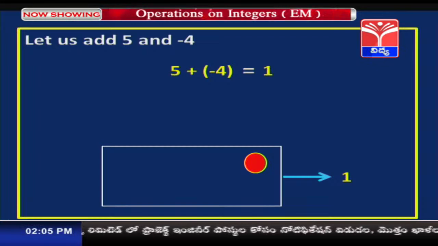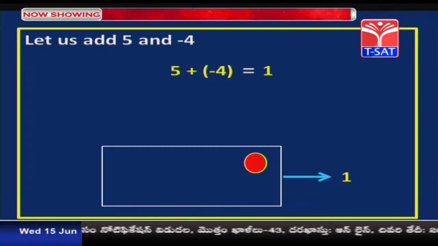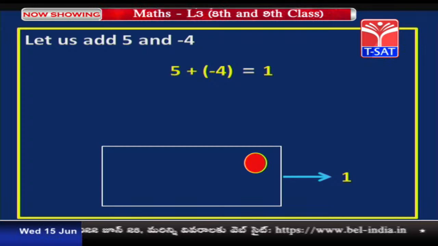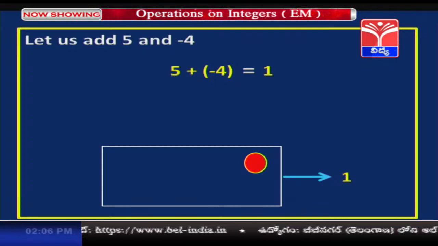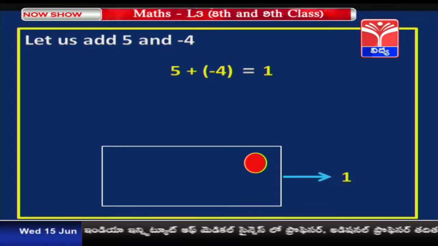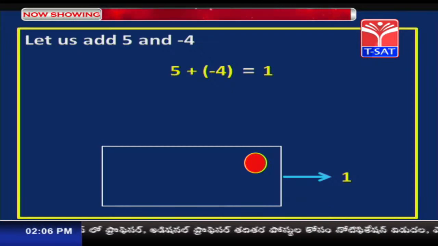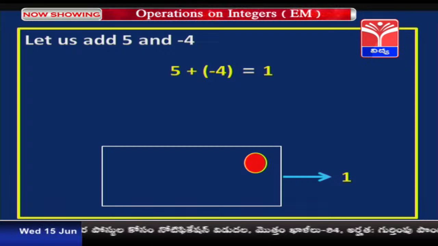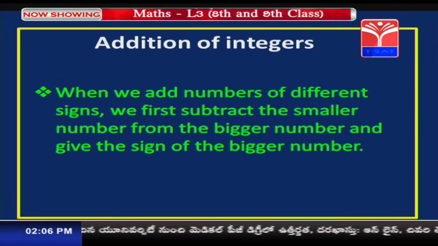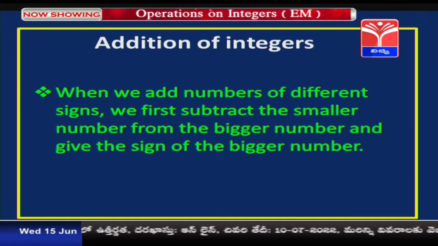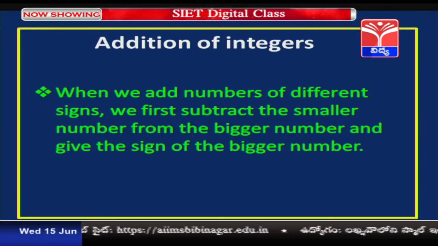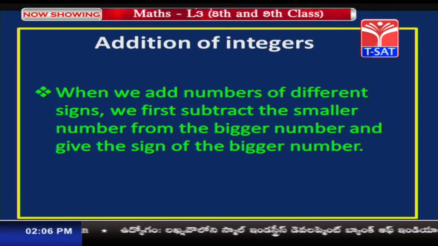1 means it is simply +1. Generally, for positive numbers we do not write plus before that number. 5 means it is understood that it is +5, and 1 means it is understood that it is +1. Got it, children? Now, here when I added 5 plus -4, a positive and a negative number, I got a positive integer, whereas in the previous case I got a negative integer. Now, what do we conclude from this, children? So, I can write: when we add numbers of different sign, we first subtract the smaller number from the bigger number and give the sign of the bigger number. This is what we conclude from the above two examples, children.